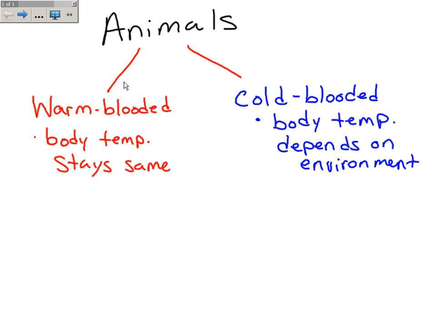So for warm-blooded animals, let's think about some warm-blooded animals. Dogs are a great example of warm-blooded animals. Cats, humans, all of these are what we call mammals, and we'll talk about those in just a second.